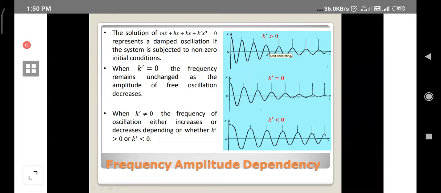If k dash is positive, the oscillations will damp, but the frequency will reduce as time progresses. In the second figure, the frequency remains unchanged for k dash equals zero, but here also the damping will occur. In the third figure, k dash is negative. Here the damping happens, but the frequency increases as time progresses. So depending on k dash, or on the nonlinear characteristics of the system, the frequency changes as well as the amplitude. Both are changing, so the frequency and amplitude are dependent on the input signal.